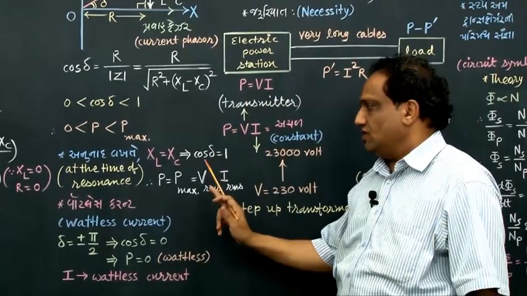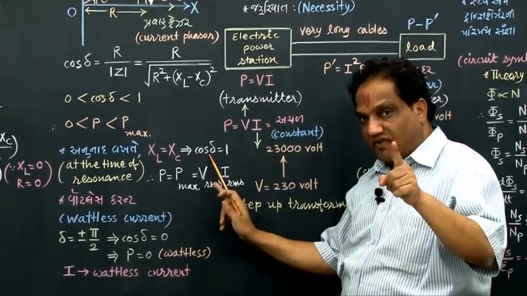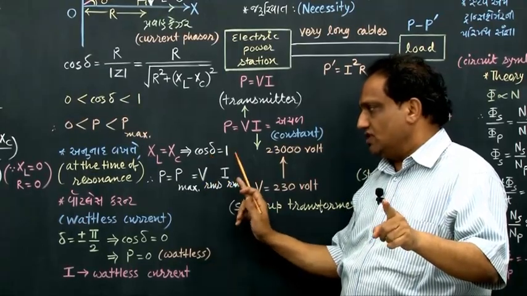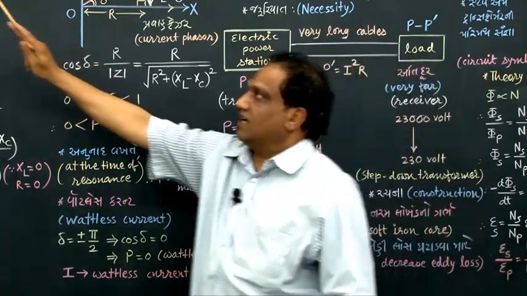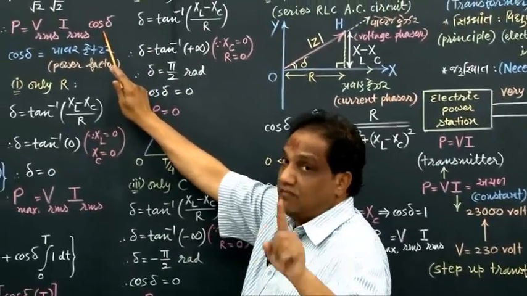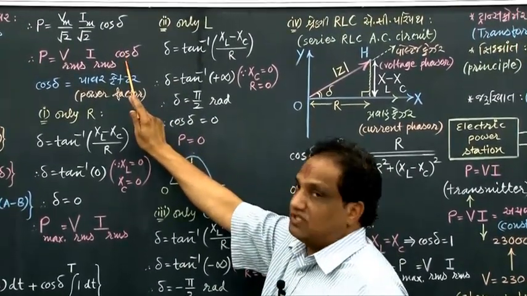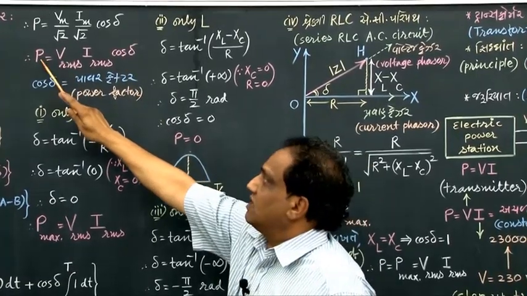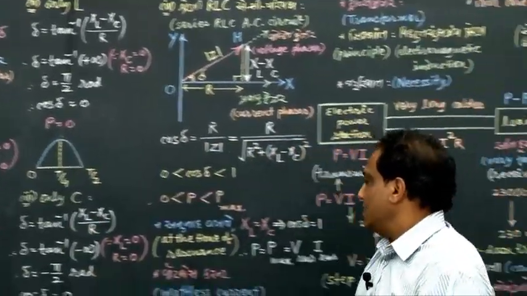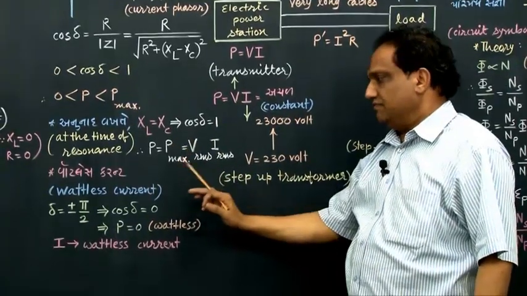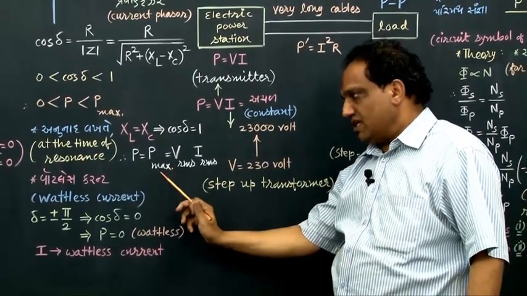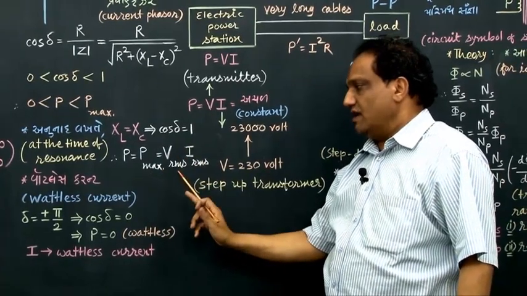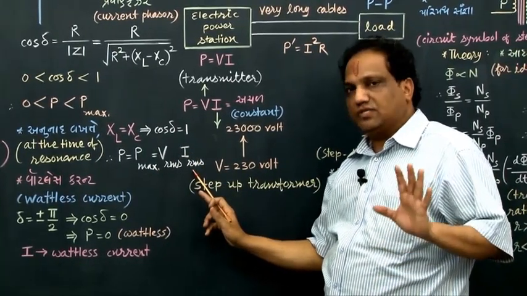Once delta is 0, then cos delta, which is called power factor, is cos 0, which is 1. So at that time power factor becomes 1, and if power factor cos delta is 1, it means maximum. For the cosine function, 1 means maximum. So power consumed will be maximum, say P maximum. So at the time of resonance, power consumed is maximum, which is equal to V RMS into I RMS. Got it?